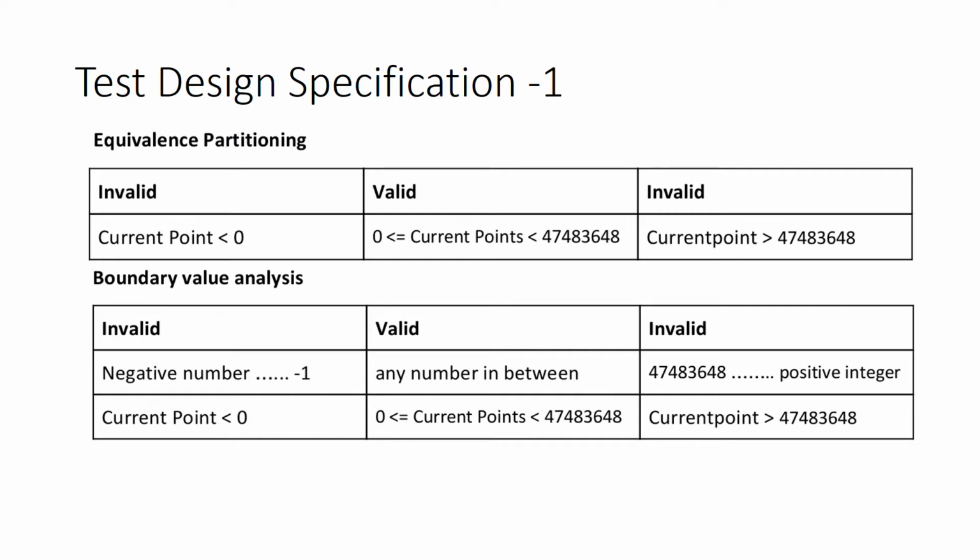The next test design specification is boundary value analysis, where we also have valid and invalid partitions. Any negative number up to -1 is invalid. Besides that, from 4748648 all the way to any positive integer value will be considered invalid, and any number in between is valid.